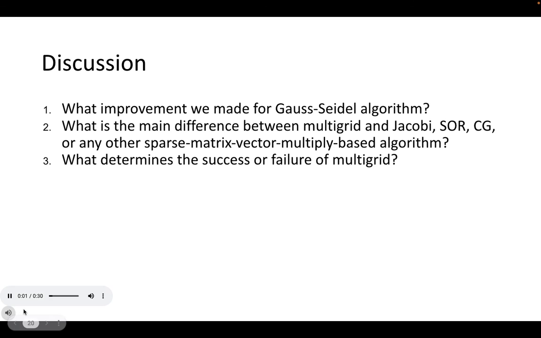Here we have 3 discussion questions. The first one is what improvement we made to the Gauss-Seidel algorithm. The second one is what is the main difference between multigrid and Jacobi, SOR, CG, or any other sparse-matrix-vector-multiply-based algorithm. And the last one is what determines the success or failure of multigrid.